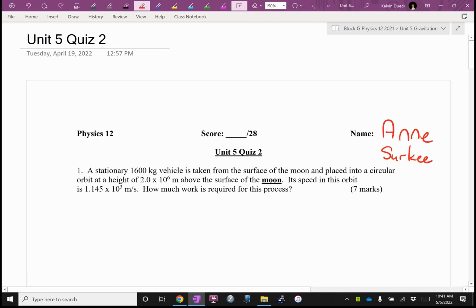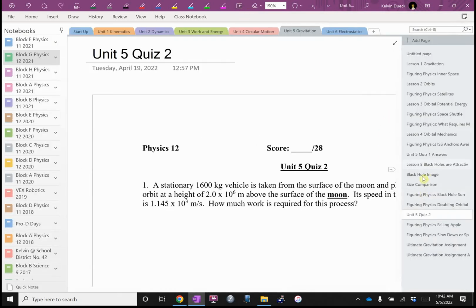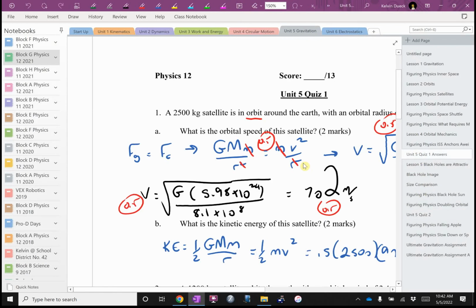Well, let's talk about your test. Specifically, let's talk about the written section. There's probably going to be 4 written questions, maybe 5, and I'll tell you one of them right now. One of them is going to be very, very similar to one from quiz 1 when we're in orbit.